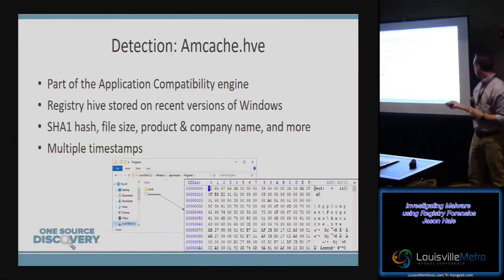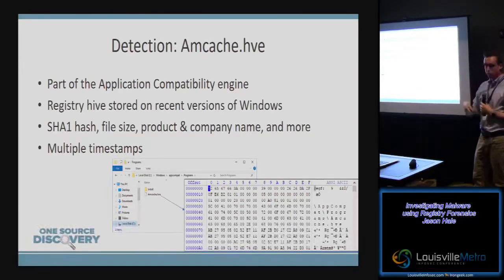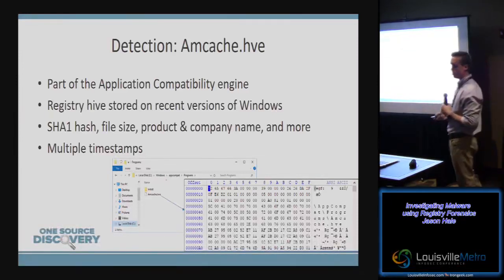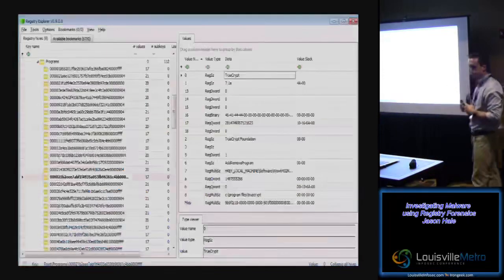Technically it was released with recent versions of Windows. However, if you're going back to Windows 7, I don't remember offhand what update it was, but there's an update released for Windows 7, and as long as you've installed that, the mCache is going to be backported onto your Windows 7 system as well. So even if you're looking at older systems, you could very well run into this artifact.